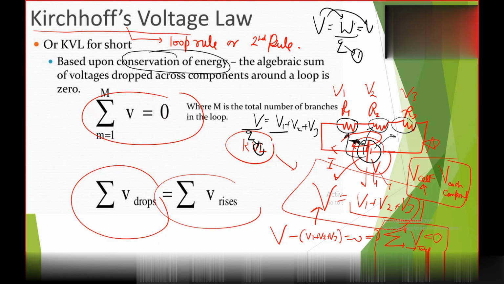So tell me now if it is clear or not. KVL, Kirchhoff voltage law. Any doubt regarding anything which I have explained here? You can ask me your doubt now if you have. Kirchhoff voltage law is based on conservation of energy. Kirchhoff current law is based on conservation of charge.